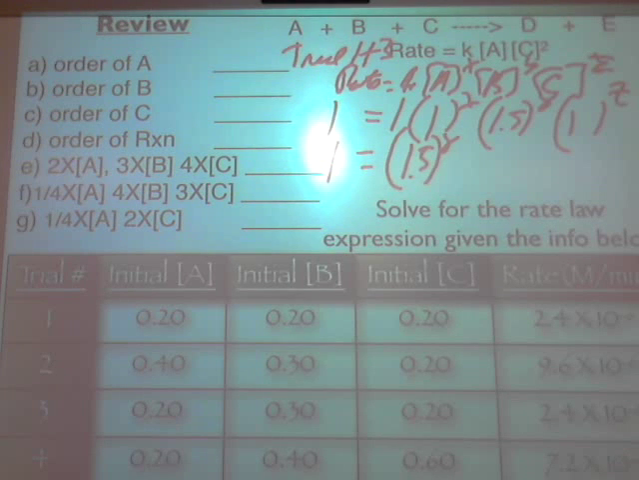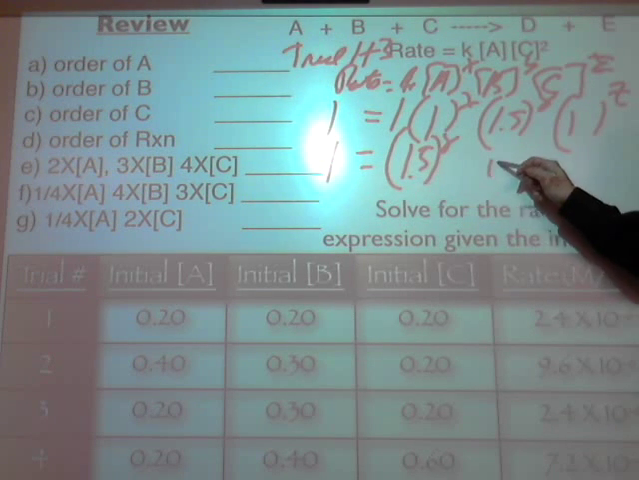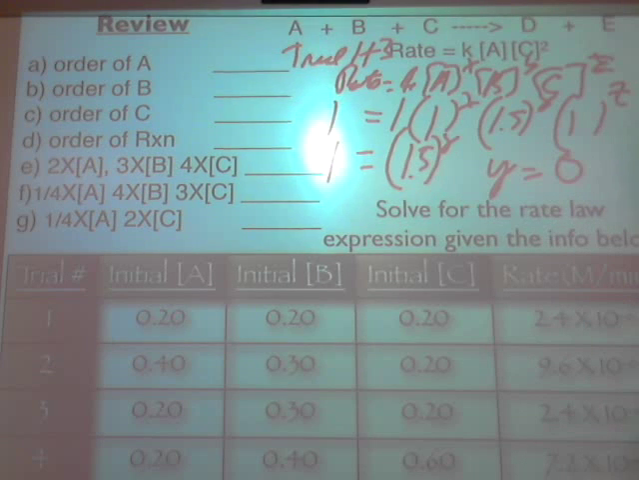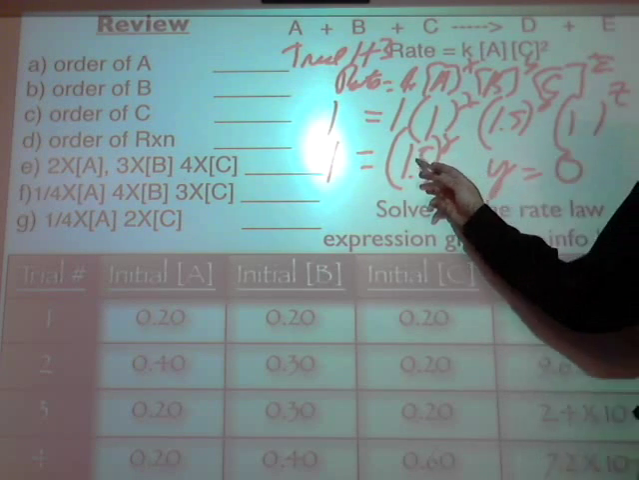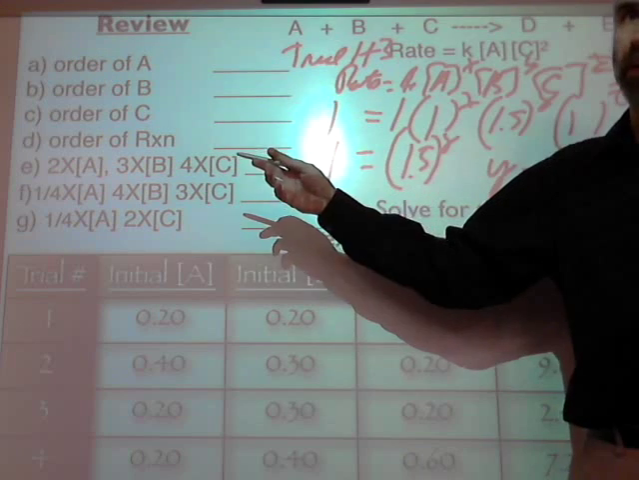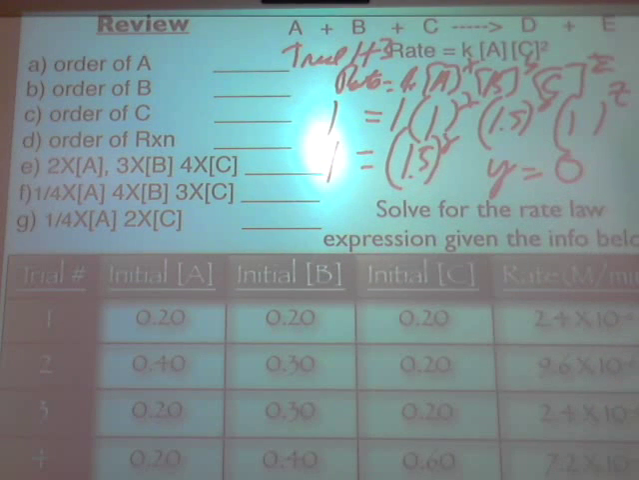What must y be? Y has to be 0. If it were 1, 1.5 to the first power equals 1.5. It has to be 0. You see why. Anything to the 0 power is a 1.